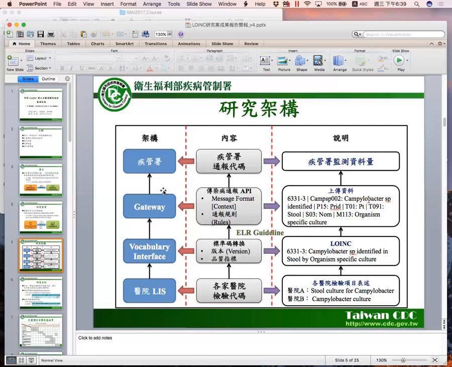So there's another company. They need to talk to all the hospitals. They need to bridge their LIS system to the CDC. So it's about half the amount of money. The 20 hospitals use around, I think, 20 million, or maybe more, around 20 or 30 million NT dollars. But for the gateway, for the infrastructure, they spend another 10 million for each year, and they spent 3 years.